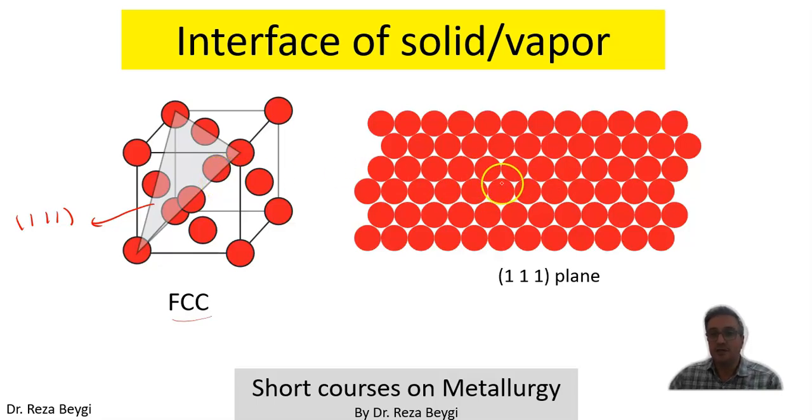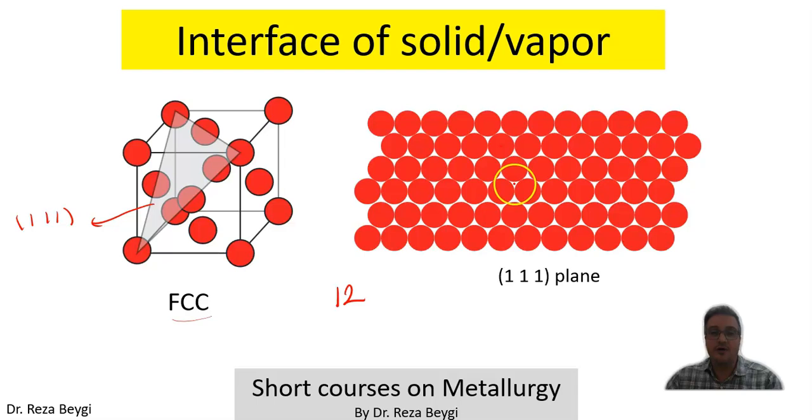In the right figure, you can see the arrangement of atoms in that close-packed plane, the plane of 1, 1, 1. We want to see what happens when we have this crystallographic plane as the free surface. Before everything, we should know how many atoms are in the vicinity of each atom in this crystal structure. The number of atoms that surround each atom in this crystal structure is equal to 12.